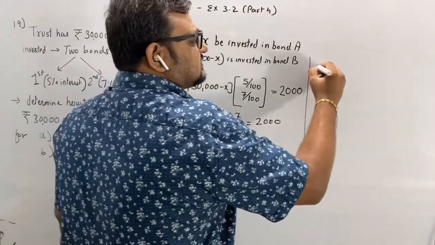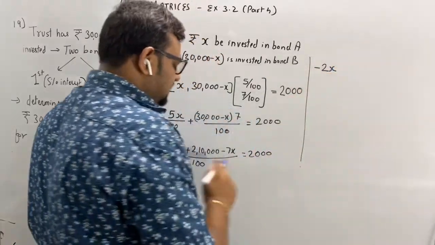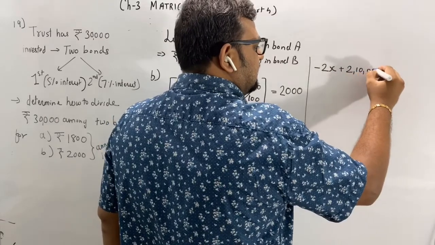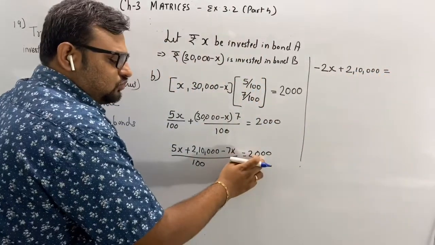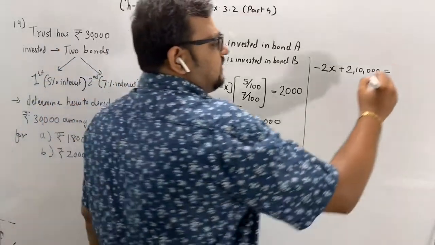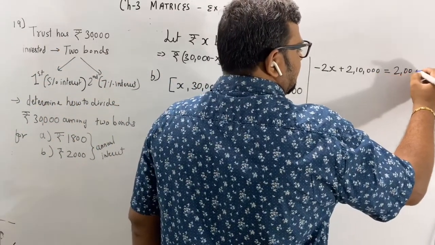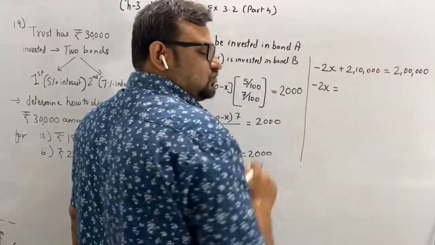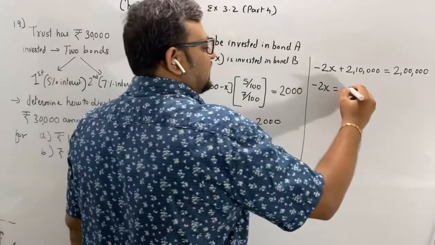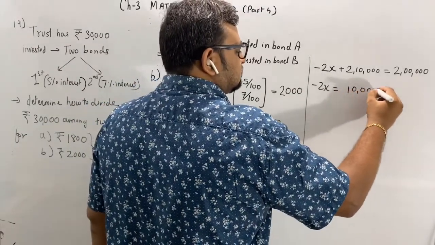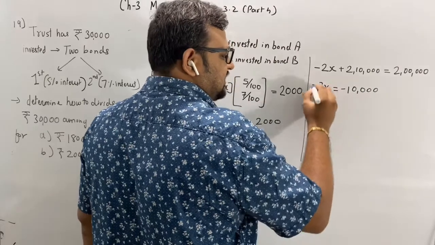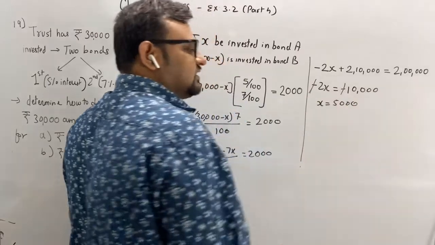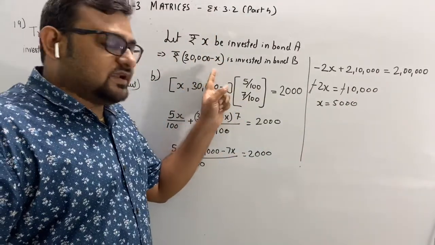5x minus 7x minus 2x plus 2 lakh 10,000. 2000 into 100, it will be 2 lakh. So minus 2x, 2 lakh minus 2 lakh 10,000, it will be equal to minus 10,000, sorry. So minus minus gets cancelled. X is equal to 5,000. So what will be 30,000 minus x?